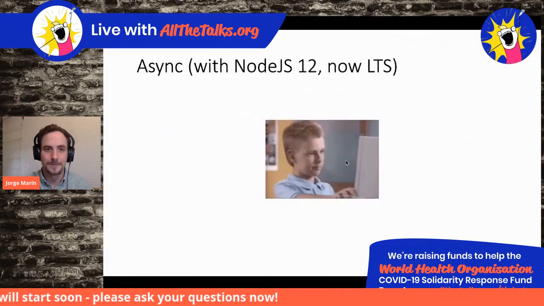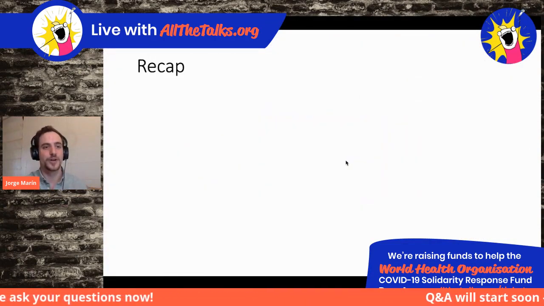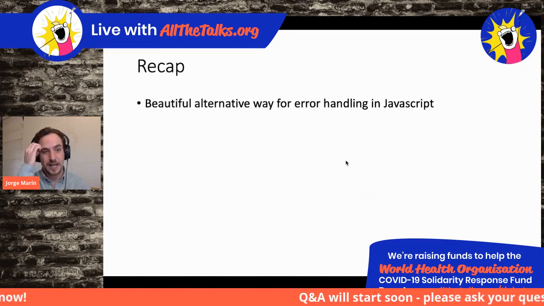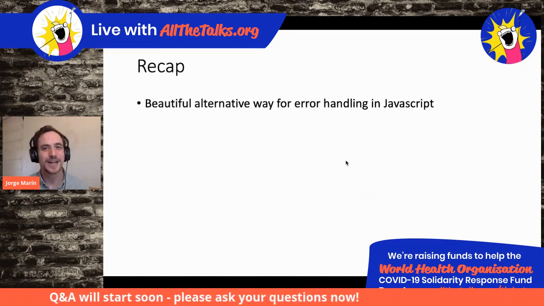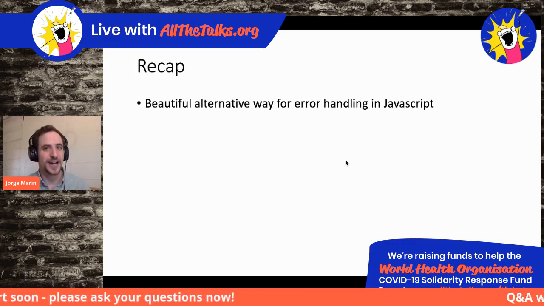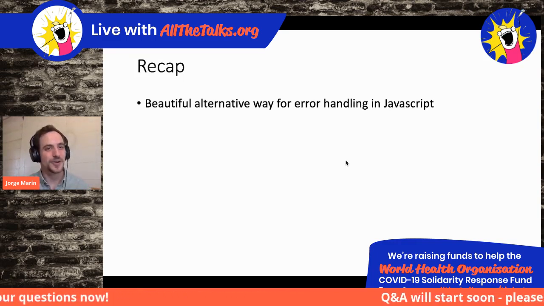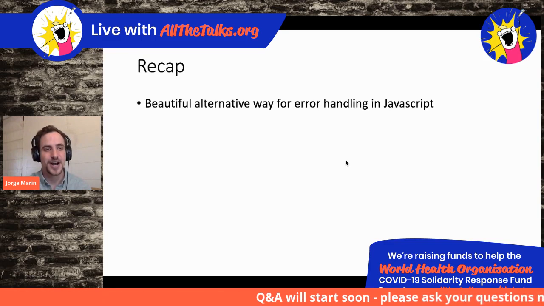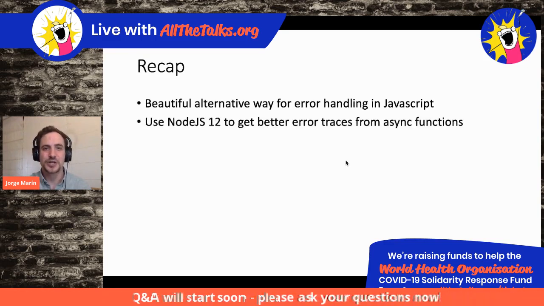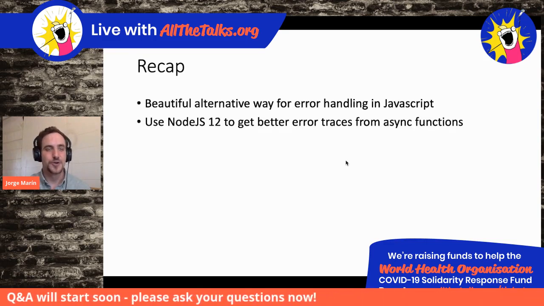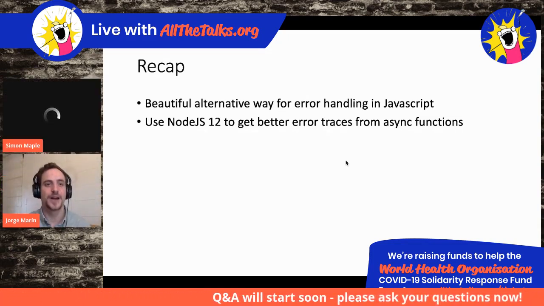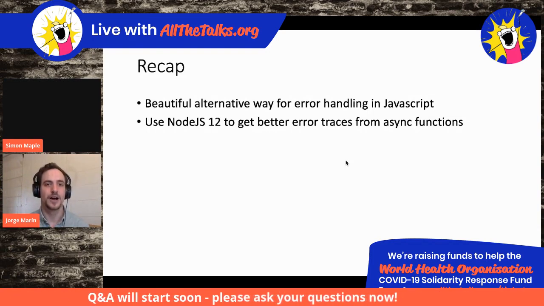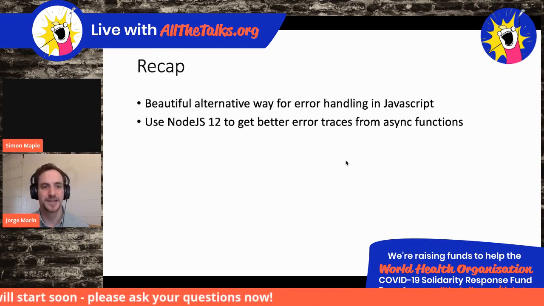So yeah, doing a recap, there's a beautiful alternative way for everyone handling JavaScript, which is the Golang way. I'm not telling you not to use the try catch blocks, but you should definitely give this pattern a try. And also, if your program has async functions, you better use Node.js 12, which has better support for async functions and for async stack traces.